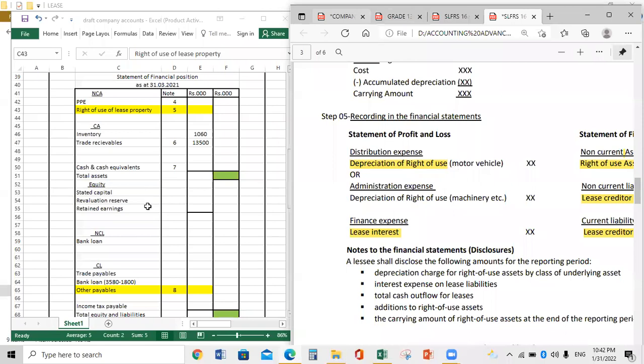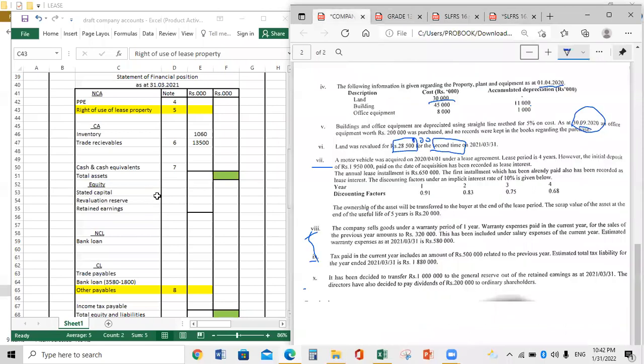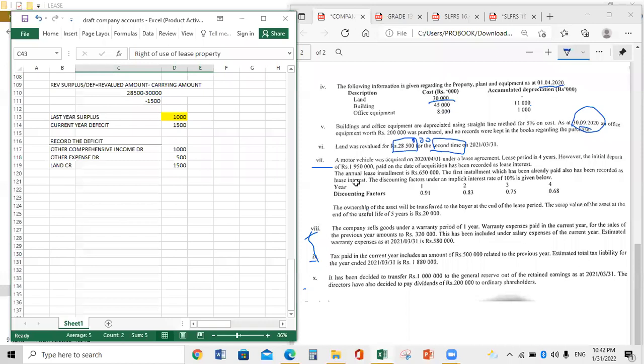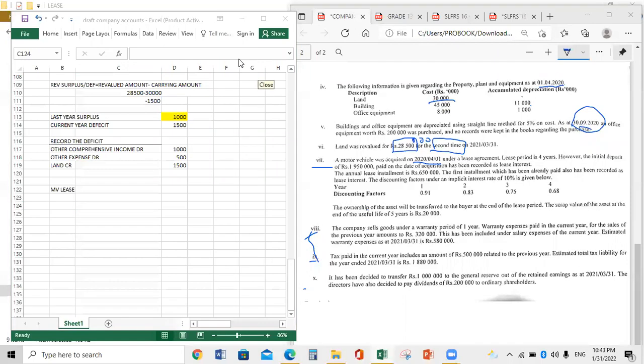A motor vehicle was acquired on 1st of April 2020, guys. When you see this date, what do you remember? When have you purchased it? Opening. Guys, then what is the next thing that should come to your head? If it is opening, what's the next thing that should come to your head? Depreciation. Yes, very good.